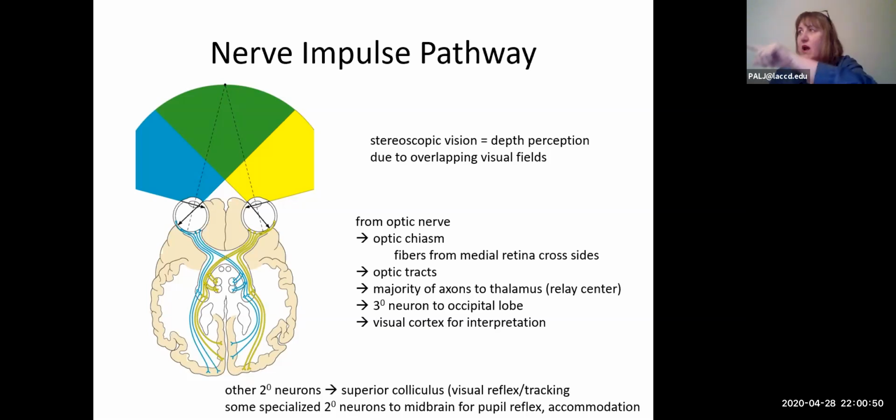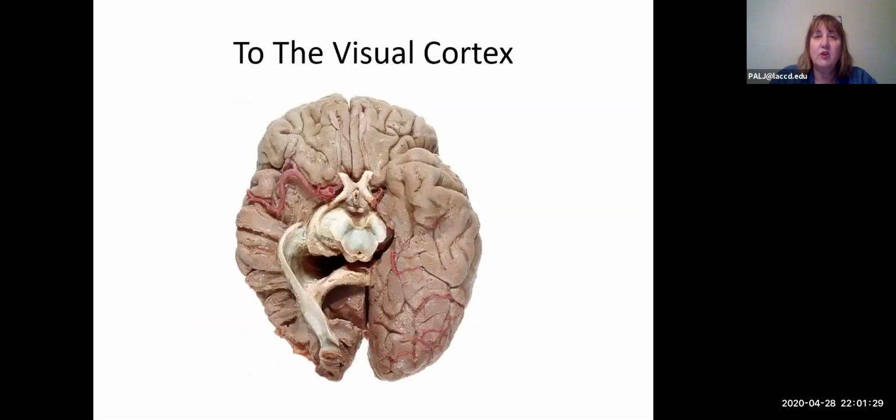If you are visually tracking something, like playing ping pong, or tennis, or watching the Grand Prix, some neurons will go to the superior colliculus, because that's the visual reflex center of the brain. You can see that by these little areas over there. And these lower two, that's not meant to represent the inferior colliculus. That's meant to represent that there are a few specialized neurons that go to the midbrain, and those are for the pupil reflexes and for something called accommodation, which we will get into. So that's the end of your nerve impulse pathway.